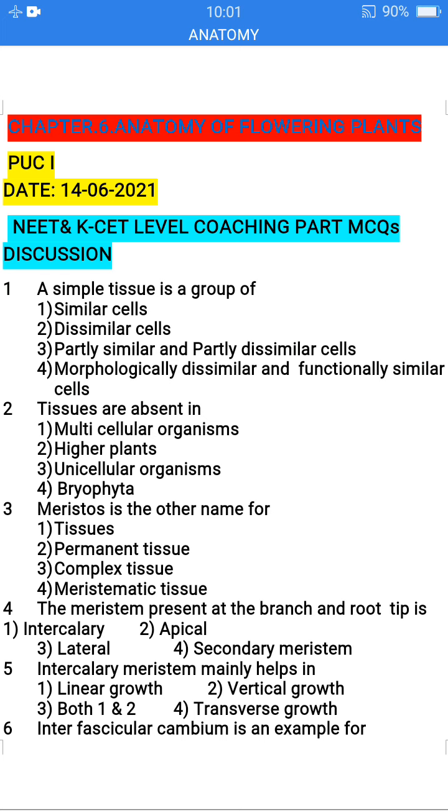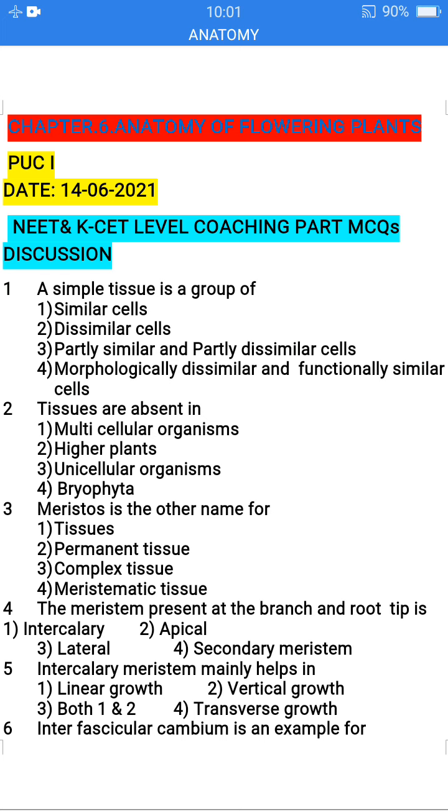Let's go to the fifth question. Next question. Intercalary meristem mainly helps in. First option, linear growth. Second one, vertical growth. Third one, both 1 and 2. And fourth one, transverse growth. So students, the correct answer for this question is option 3, both 1 and 2.